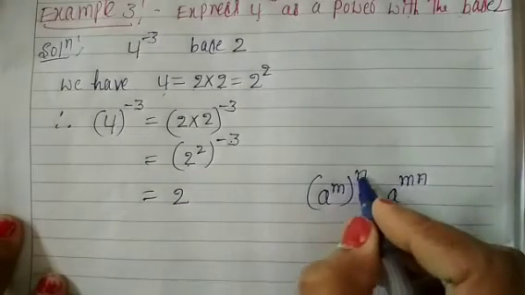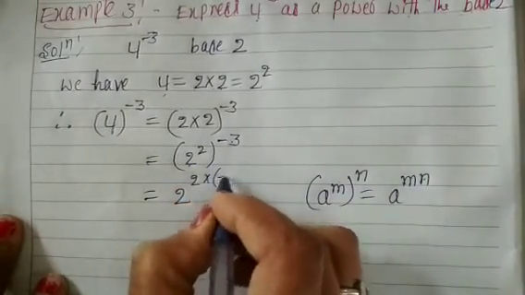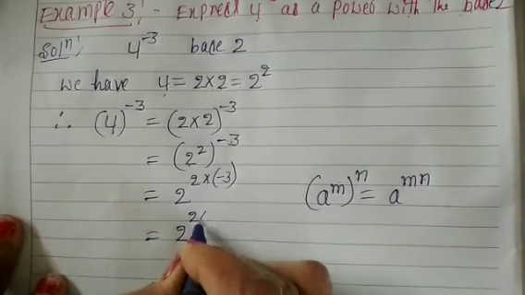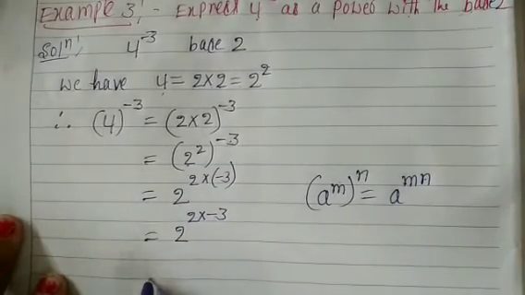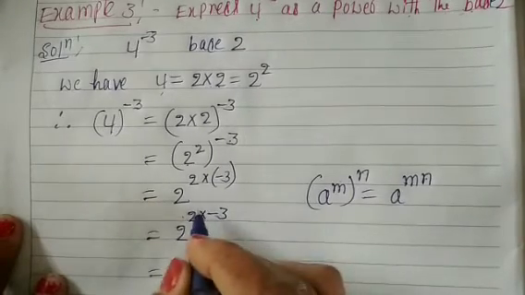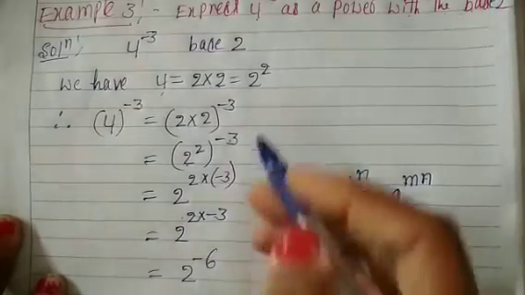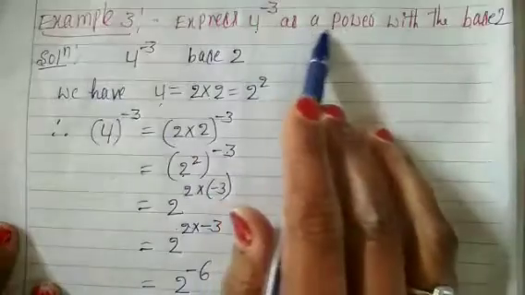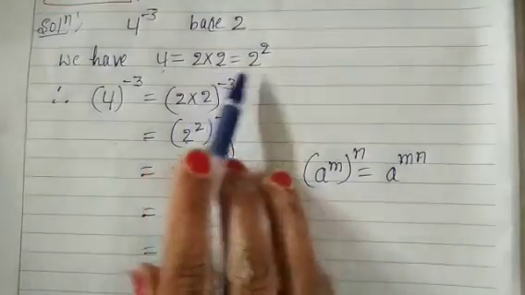To the power m into n means 2 into minus 3, which is equal to 2 into, plus into minus 3, which is equal to 2 to the power minus 6 (3 2s are 6). Once again, express 4 to the power minus 3 as a power with the base 2. You can write 4 is equal to 2 into 2, which is equal to 2 square.